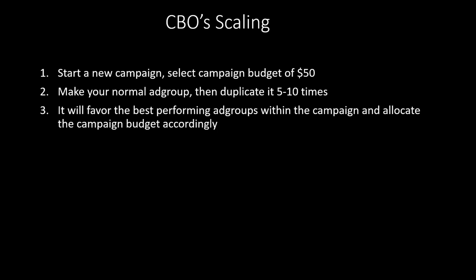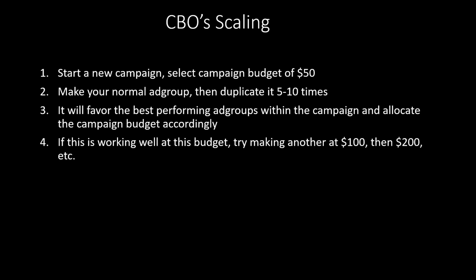And what's cool about CBOs is that it goes off of daily budget and allocates the budget differently for all the ad groups in it. So it will favor the best performing ad groups within the campaign and allocate the campaign budget accordingly. So if one ad group's working well, it's going to spend more on that ad group as opposed to one that's not performing well. So if this is working well at this $50 daily budget, in order to scale a CBO, you could make another CBO campaign and set the budget at $100. Or if that's doing well, then make a $200 CBO. But make sure you monitor them, because at some point, the higher the daily budget is, your cost per action is going to tend to rise. So just monitor it. But if it's profitable, you can keep scaling up and keep doing more expensive daily budgets.